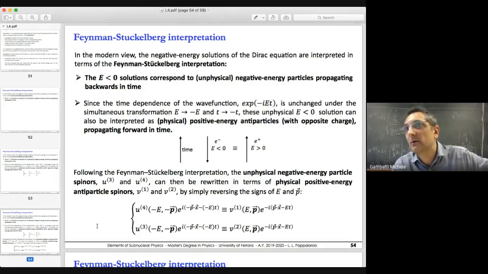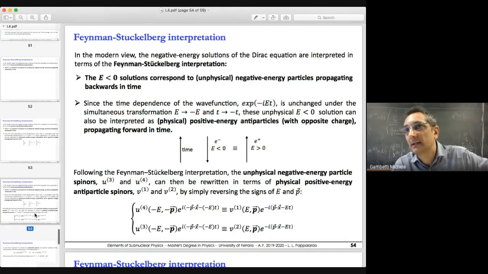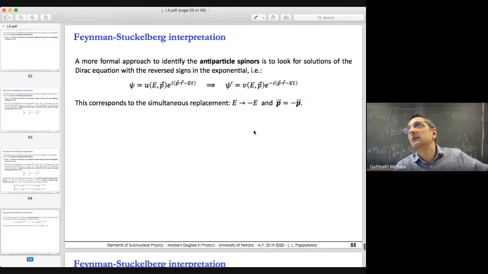But there is, of course, a more formal way to obtain this, and it is indeed to solve again the Dirac equation, but now looking for a solution with the opposite sign in the exponential. So this is the solution that we were looking for before when we solved the equation, and which drives to the U1, U2, U3, U4 solution.